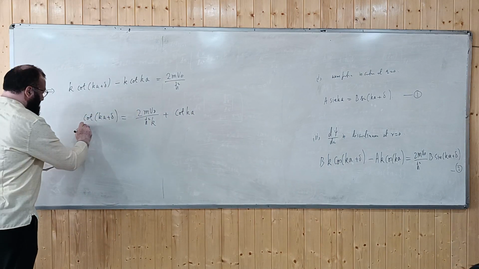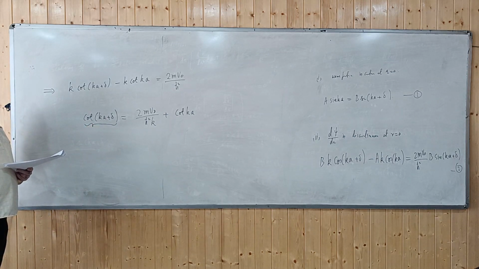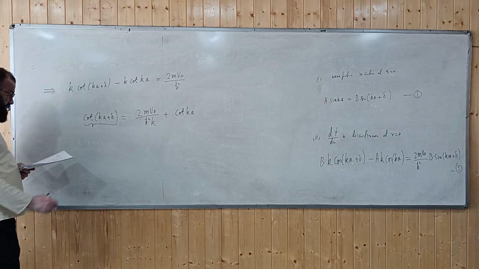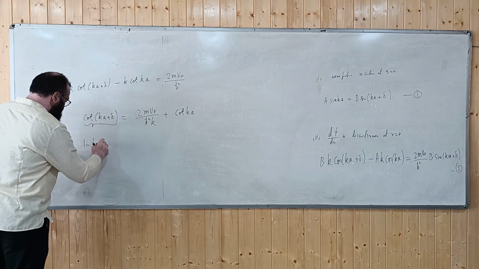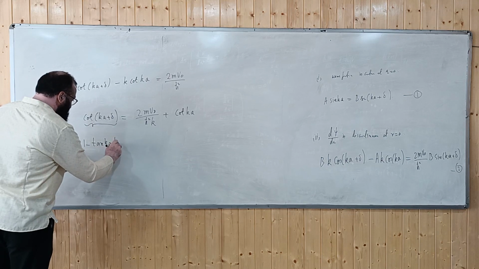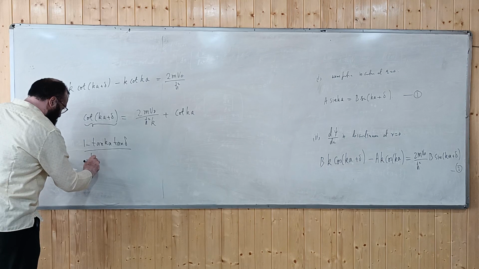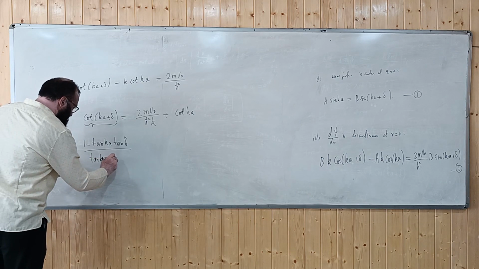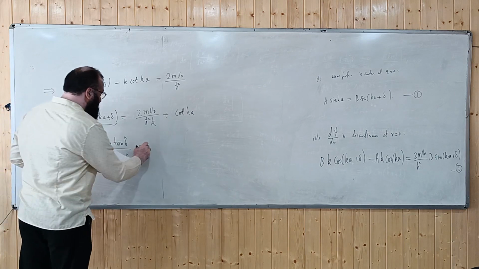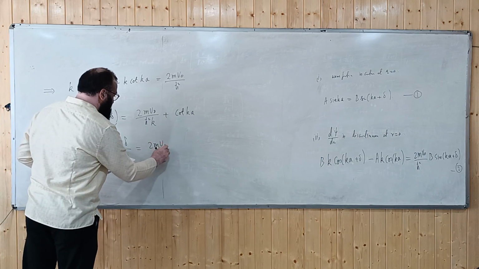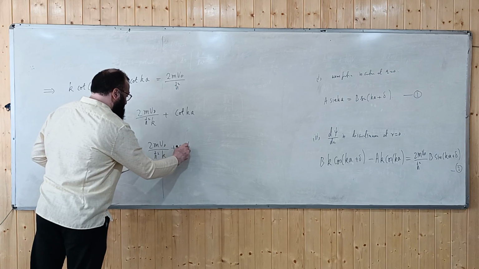So can anyone tell me what is cot in terms of cot of a plus b? What's it in terms of tan? So this is 1 minus tan of a, tan of b, over tan of a plus tan of b, tan of delta. So that's equal to twice m v naught by h cross square k. So it is cot of.